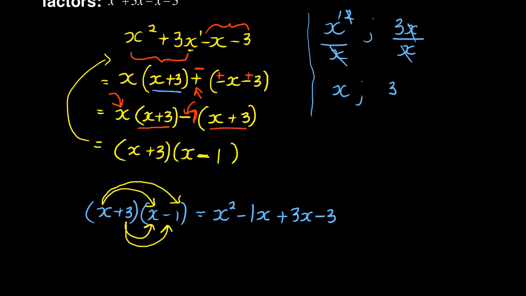Now what you need to do is to check whether they are matching. The x squared is there on the other side, the minus 1x, which is minus x, I'm having minus x, plus 3x, I'm also having a plus 3x, and minus 3, I'm also having a minus 3. So this is the way you can prove that you did the proper grouping or factorization. Then you can be sure that your answer is definitely correct.